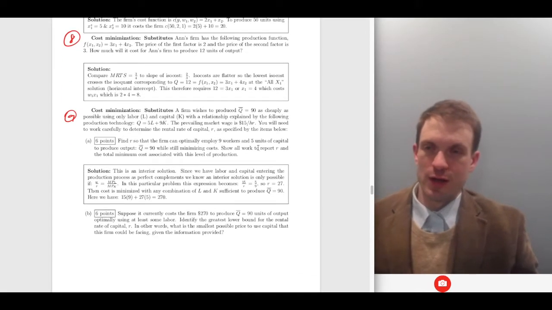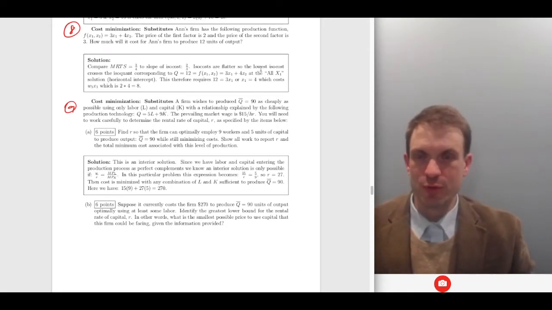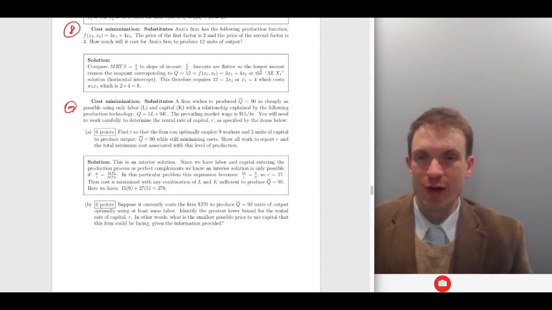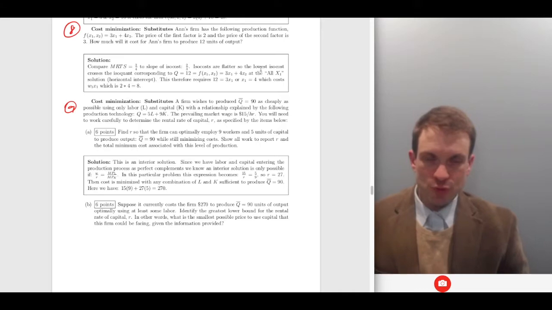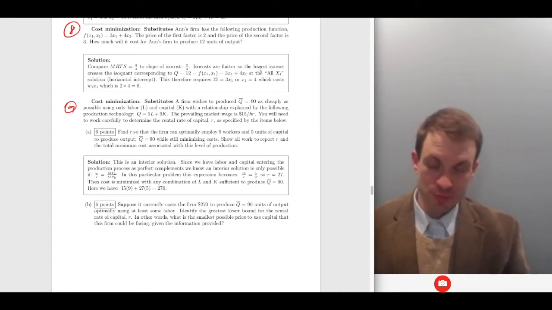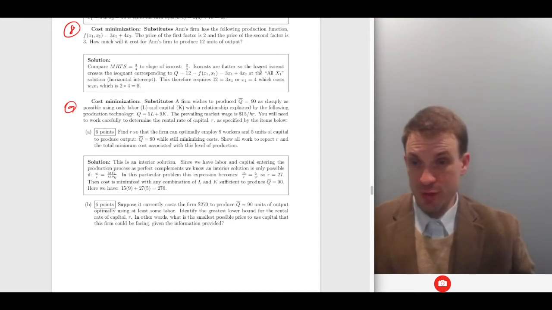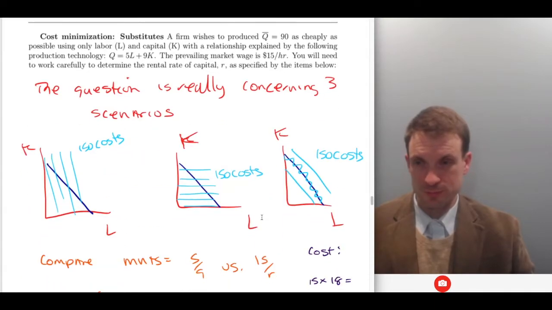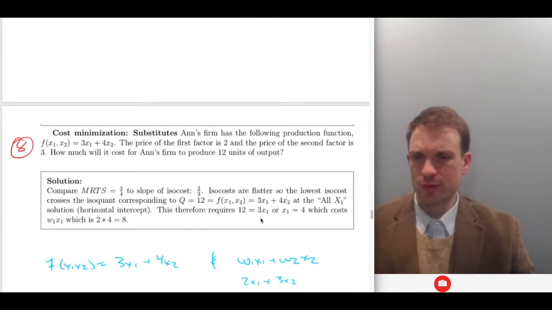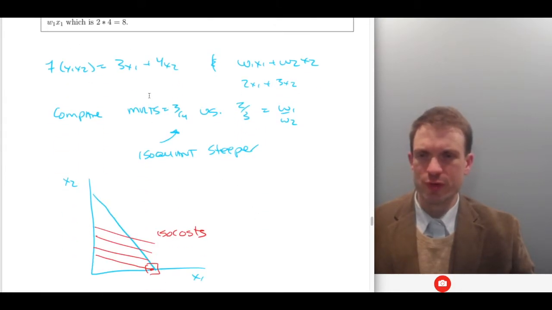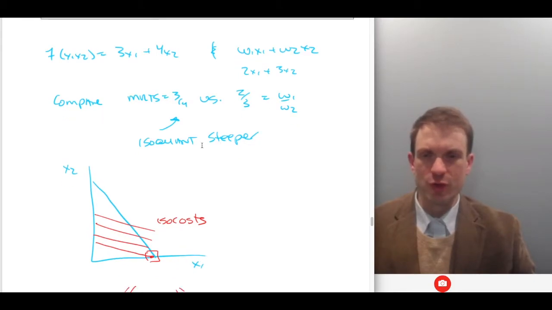All right. Number 8, cost minimization. So Anne has the following production function: 3x1 plus 4x2, that substitutes. The price of the first factor is 2, the price of the second factor is 3. How much will it cost Anne's firm to produce 12 units of output? Well, compare the slope of the isoquant, the MRTS, to the slope of the isocost. So it's going to be 3/4 compared to 2/3. Did I lose that one? No, it's this one. All right, so 3/4 versus 2/3. The isoquant is going to be steeper, right? This is 0.75, this is 0.667.